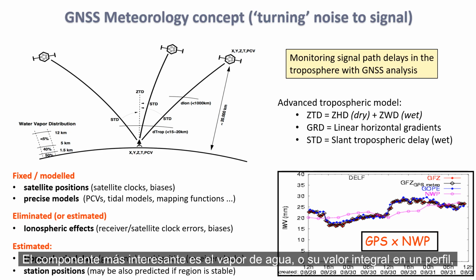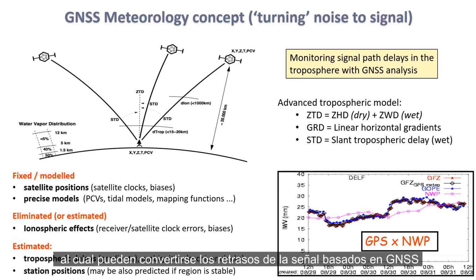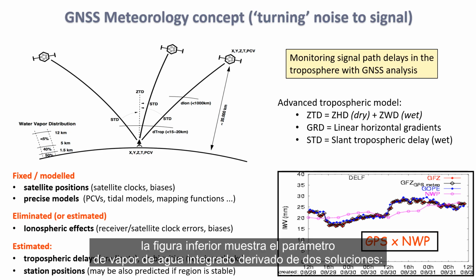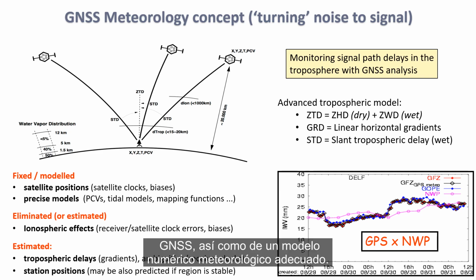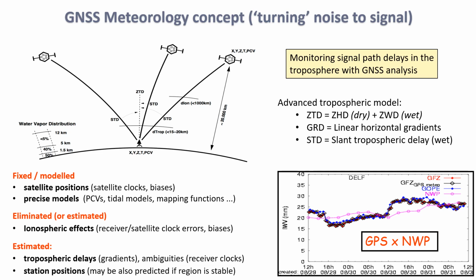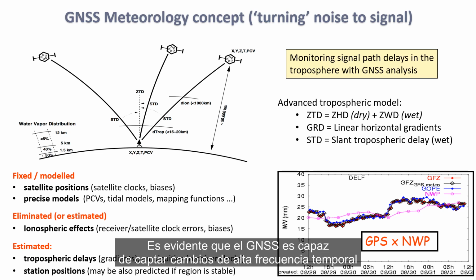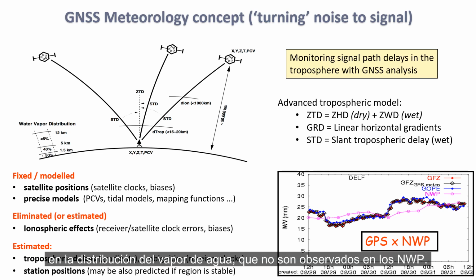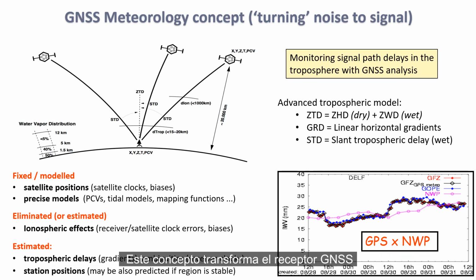The interesting one is the water vapor, or its integral value in profile, to which GNSS-based signal delays can be converted. The bottom figure shows the integrated water vapor parameters stemming from two GNSS solutions as well as derived from a numerical weather model. Obviously, precise GNSS is able to capture high temporal changes in water vapor distribution not observed in numerical weather models. The concept transformed the GNSS receiver from a positioning tool to an atmospheric sensor.